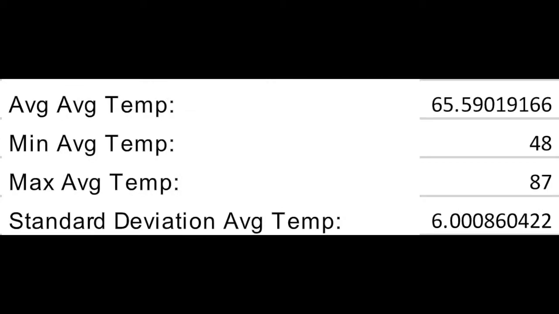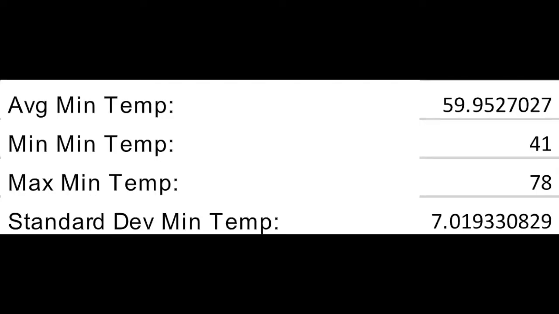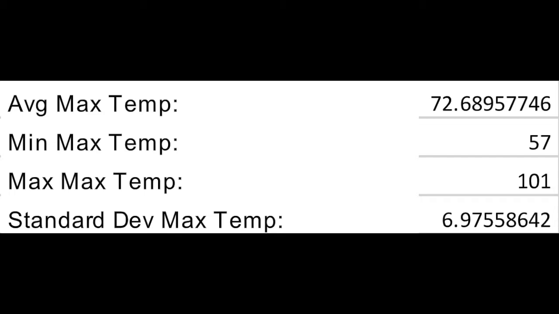The average temperature average was 65.59 with a standard deviation of 6. The average temperature minimum was 59.953 with a standard deviation of 7.019. The average temperature maximum was 72.689 with a standard deviation of 6.976.